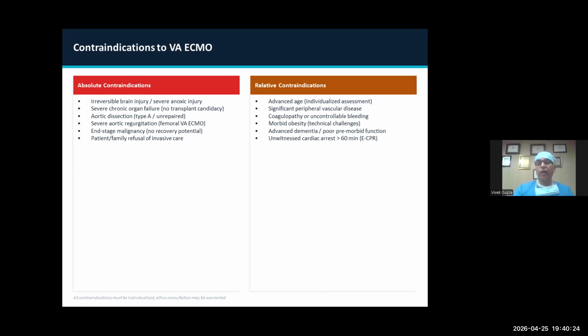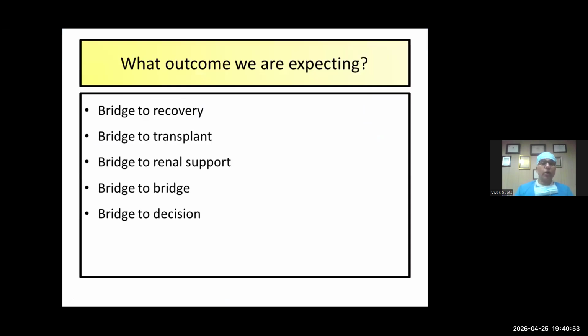There are certain relative contraindications, like advanced age. If the age is above 70, then it should be decided on an individualized basis. If the patient has severe peripheral arterial vascular disease, then possibly we can think of central cannulation or other maneuvers. Others include coagulopathy, morbidly obese patients where it is technically difficult, poor pre-morbid function, or unwitnessed cardiac arrest. When the cardiac arrest duration is more than 60 minutes, then definitely there's a contraindication.